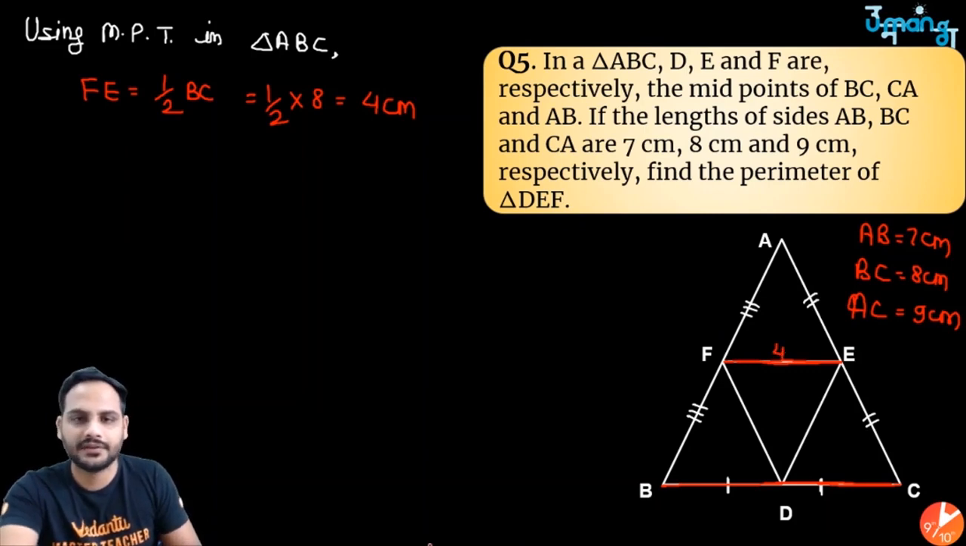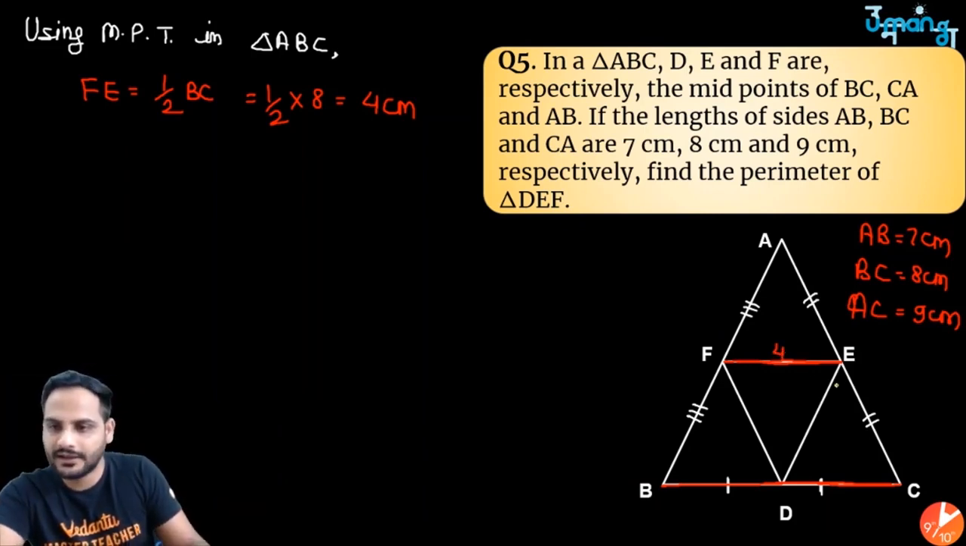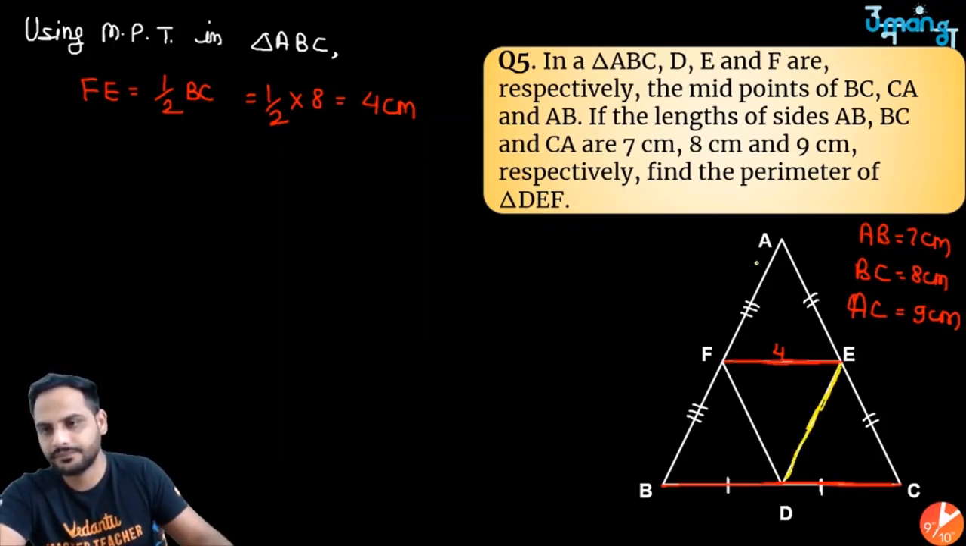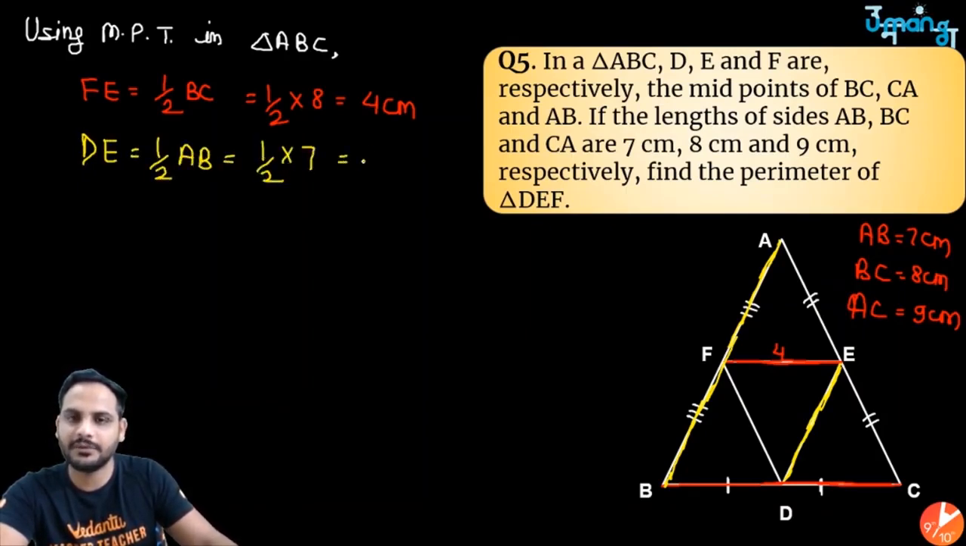ठीक है. सेकेंड केस देखो, सेकेंड केस क्या होगा भाई, सेकेंड केस में I can say कि सर this DE और AB, ये वाली दो साइड्स कंसिडर करो. D is the midpoint of BC, E is the midpoint of AC. तो again by using midpoint theorem I can say sir DE is half of AB. That is half of AB is what? 7 centimeter, so 3.5 centimeter.